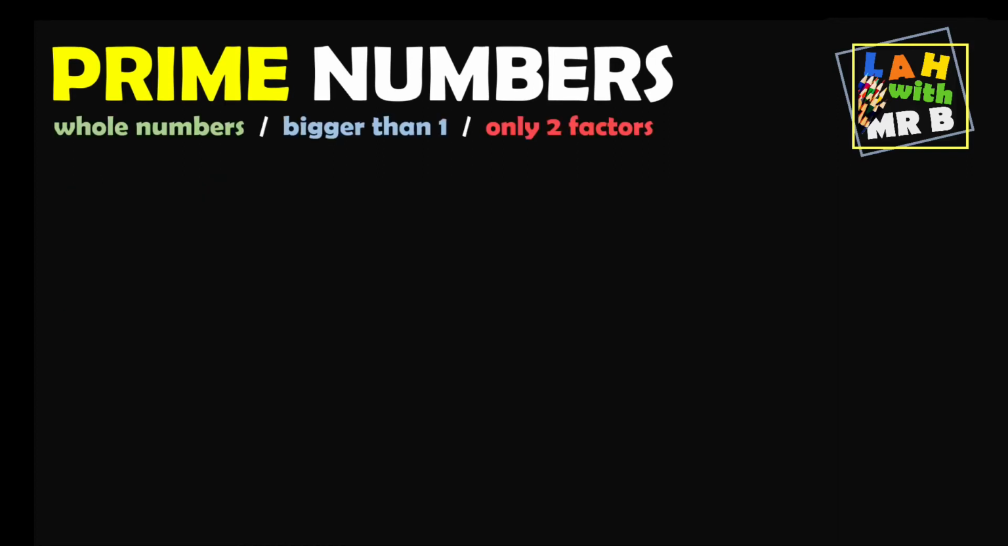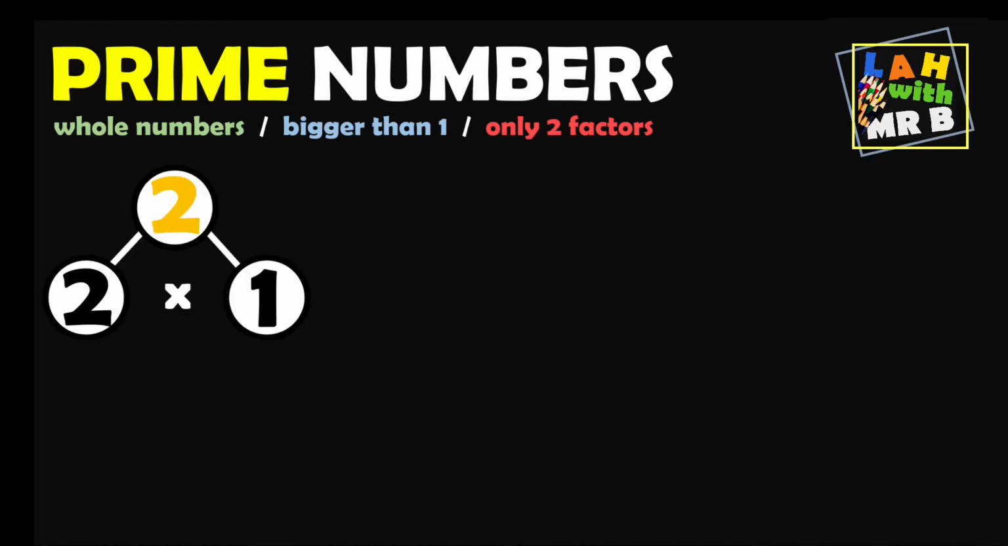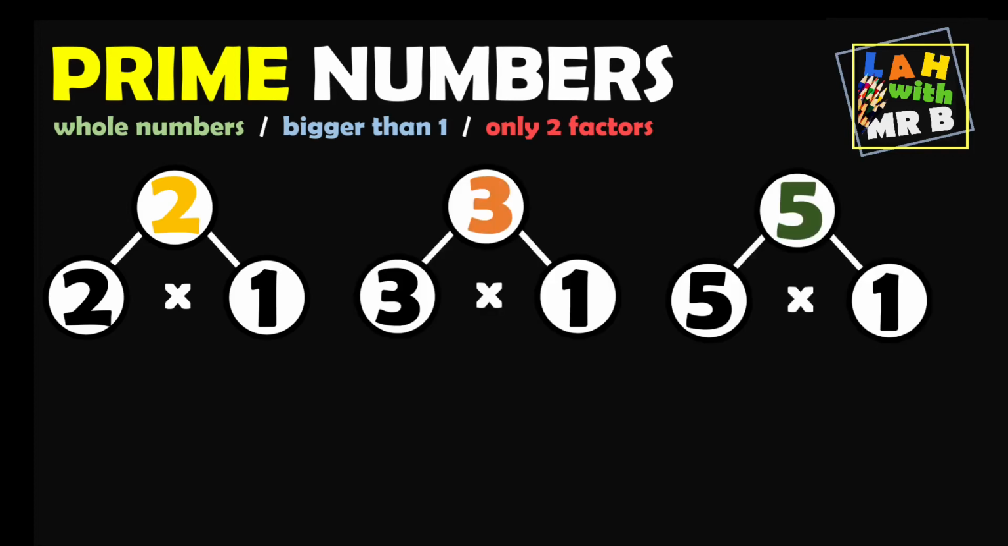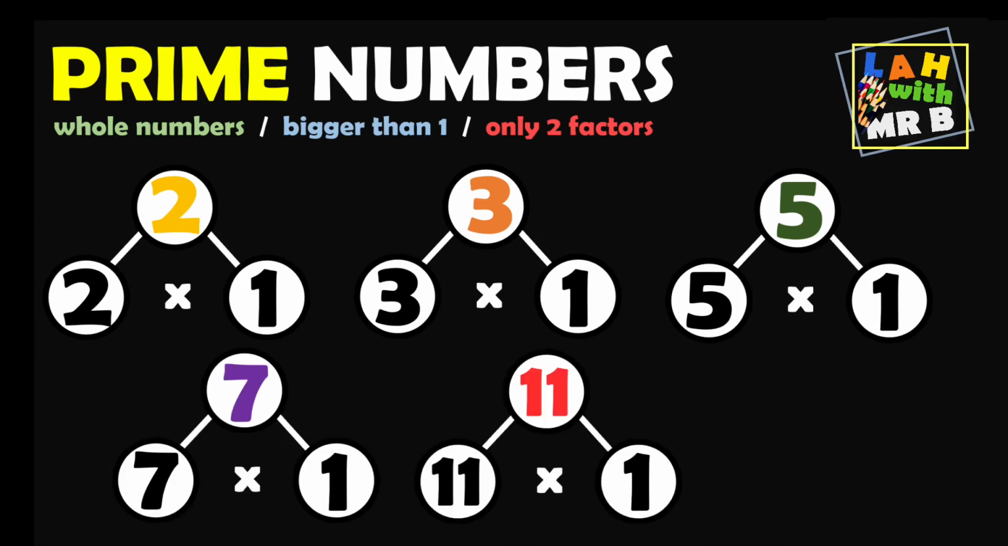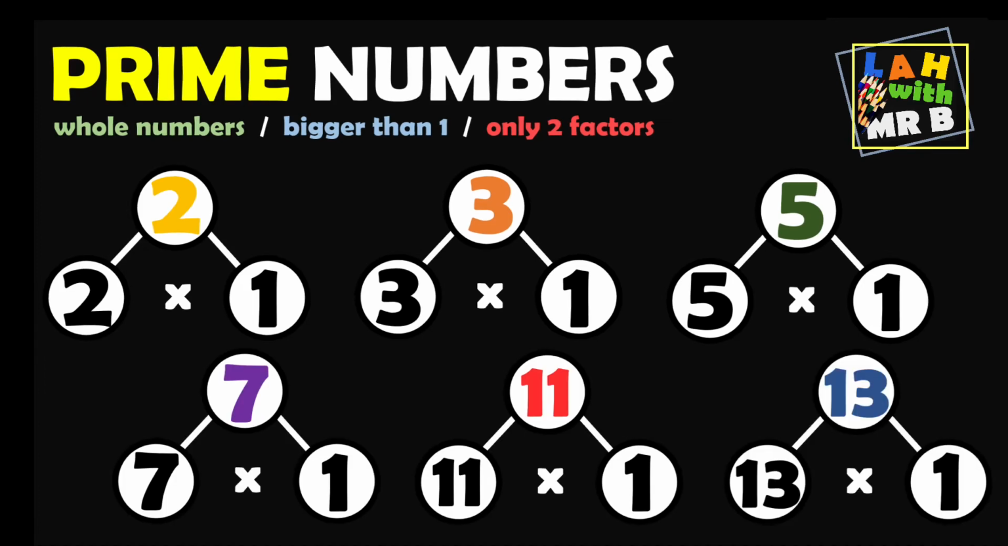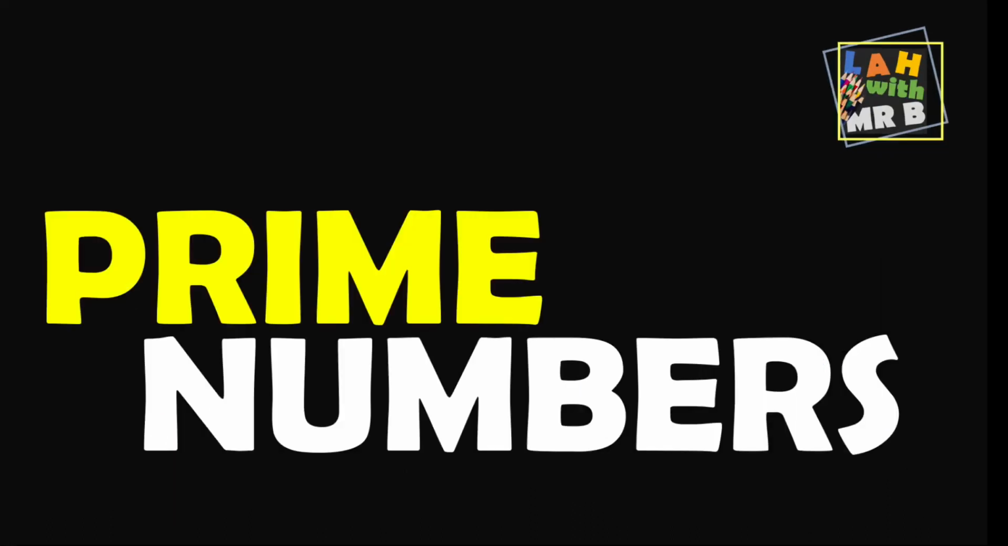Let's have a look at how these 3 rules apply to prime numbers, starting off with the lowest prime number. First of all, we have 2. 2 is made up of 2 times 1. There's only one way that you can make that. That's 2 times 1 or 1 times 2. There's only 2 factors. Then we have 3, 5, 7, 11, and 13. With all of these numbers, the rules all apply. They're all larger than 1, and all of them only have 2 factors, the number and 1.